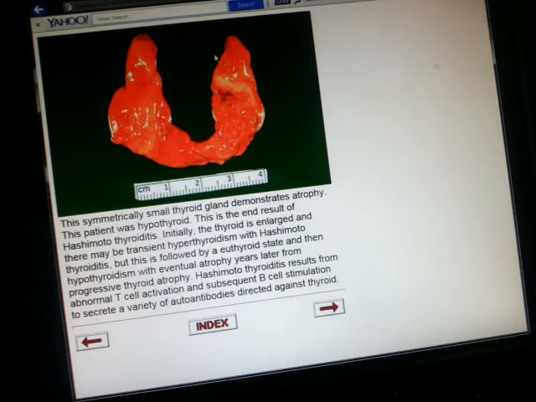Here we can see that the thyroid lobe gets thinner and smaller than the normal thyroid, known as atrophy. This disease is Hashimoto thyroiditis. Initially, in the first phase, the patient is hyperthyroid, then changes to be euthyroid, and ends as hypothyroid due to glandular atrophy.